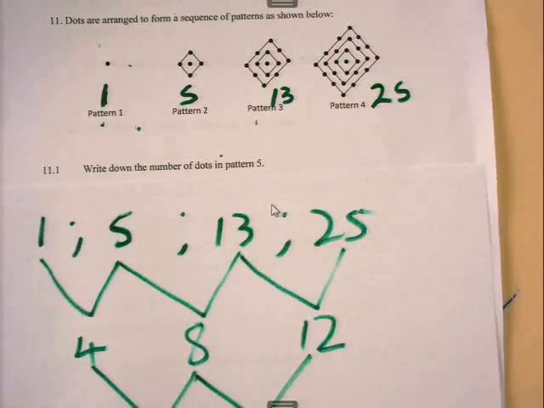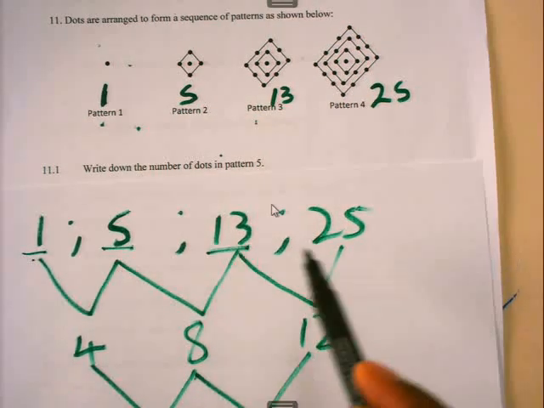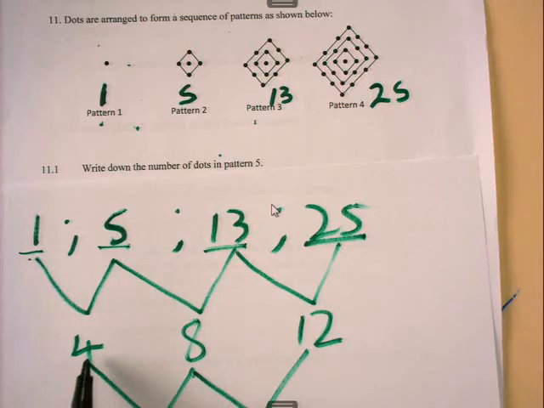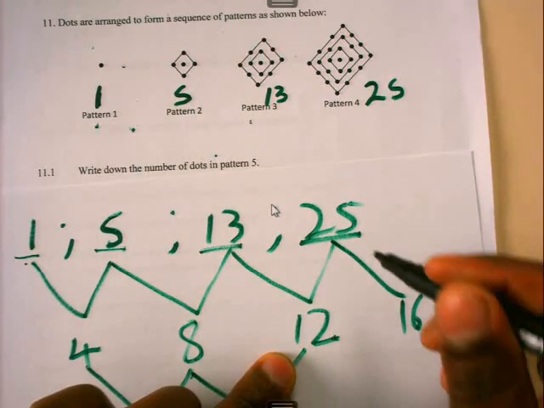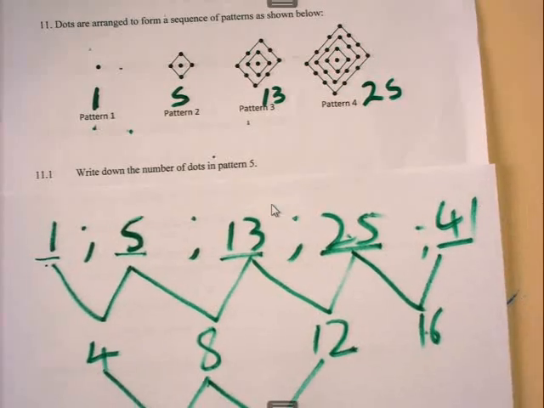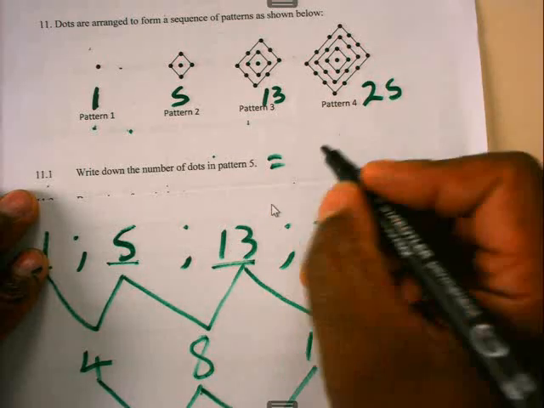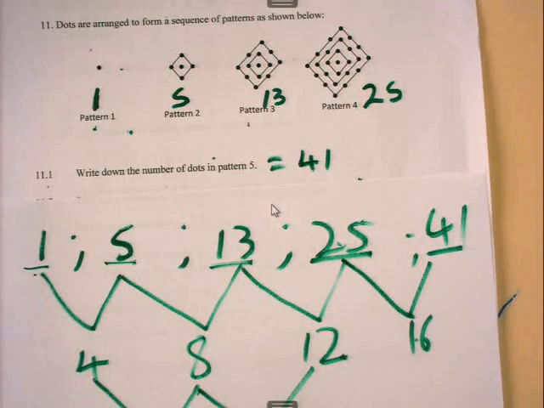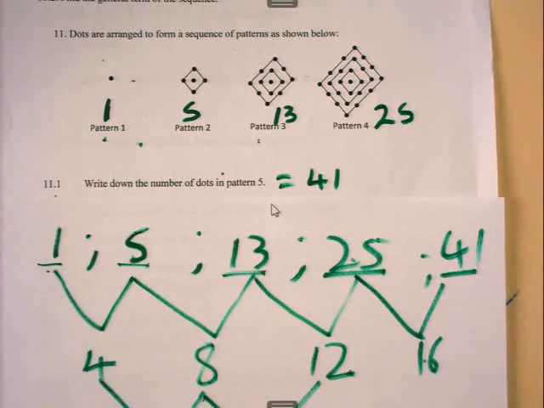To answer the question, write down the number of dots in pattern 5. This is pattern 1, pattern 2, pattern 3, pattern 4. In pattern 5, the first differences go 4, 8, 12, so the next one will be 16. So 25 plus 16 gives you 41. In answering 11.1, write down the number of dots in pattern 5: there will be 41 dots. I'm just saying questions can be phrased differently, but you need to first establish the type of pattern we're talking about. Once you have established the pattern, all other questions can be solved easily.